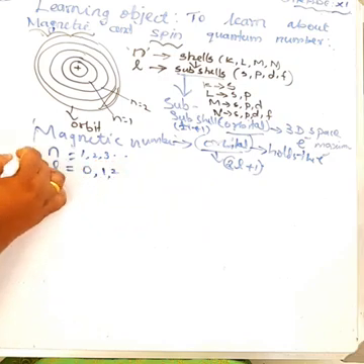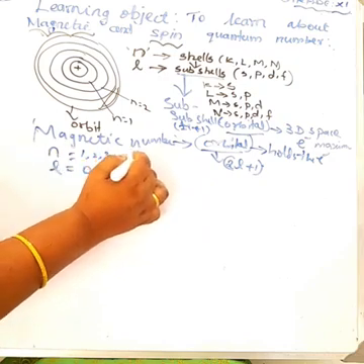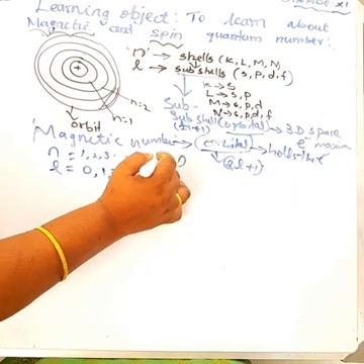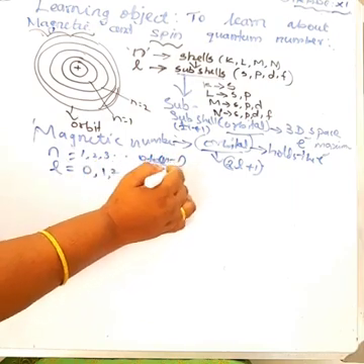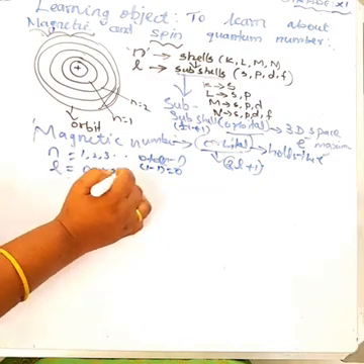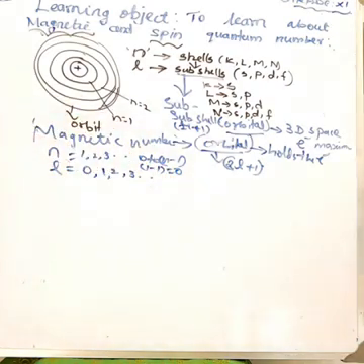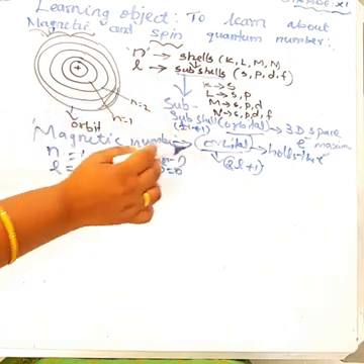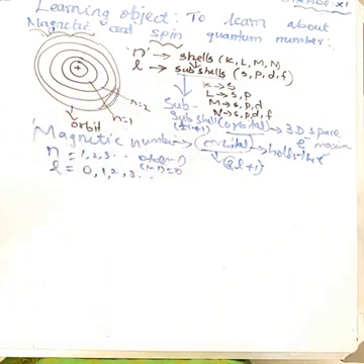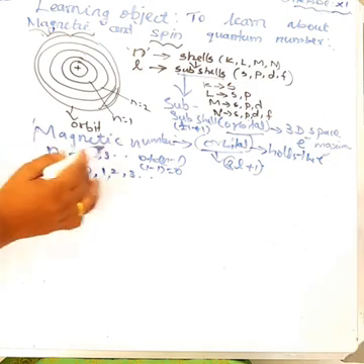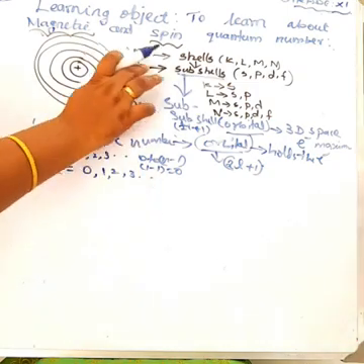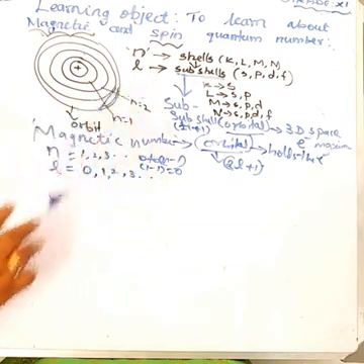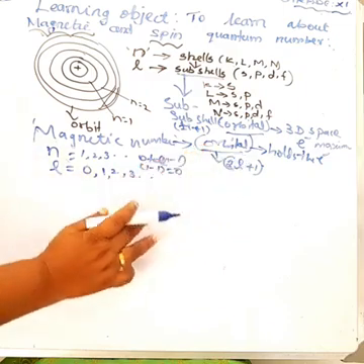So n minus 1 means when n is equal to 1, n minus 1 is equal to 0. So the integral values of l are 0, 1, 2, 3, 4 and so on. Here the magnetic quantum number represents the orbitals in a subshell. That is, 2l plus 1 orbitals are present in each subshell.